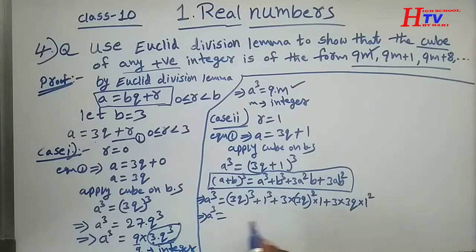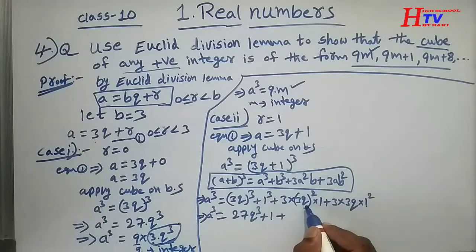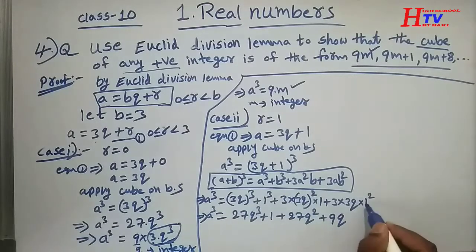This equation becomes 3q whole cube, 27 q cube, plus 1 cube, nothing but 1, plus 3 into 3q whole square: 3 3s are 9, 9 into 3 is 27, so 27 q square into 1. Then 3 into 3q is 9q, into 1 square, nothing but 1, so we get 9q only.